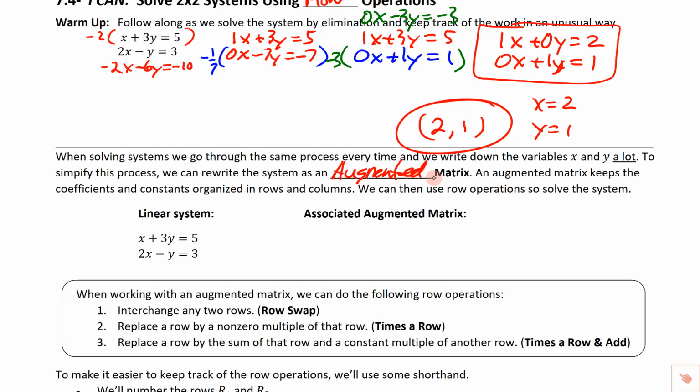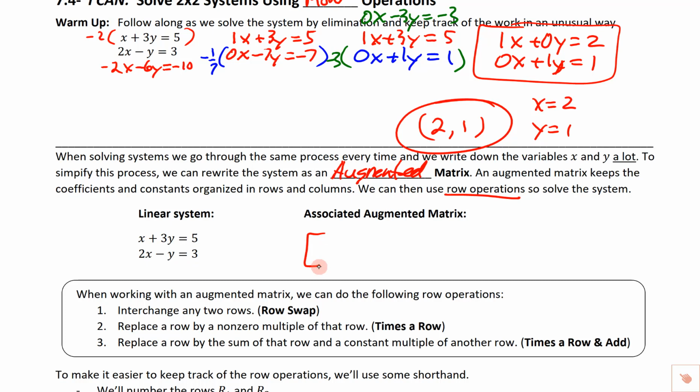And what an augmented matrix does is, because a matrix is a nice organized rectangular arrangement of numbers, it's going to keep track of things in columns and rows and keep them organized. And then we can use row operations in order to solve the system. So if I take this system, which we wrote up above, here's what the augmented system would look like.